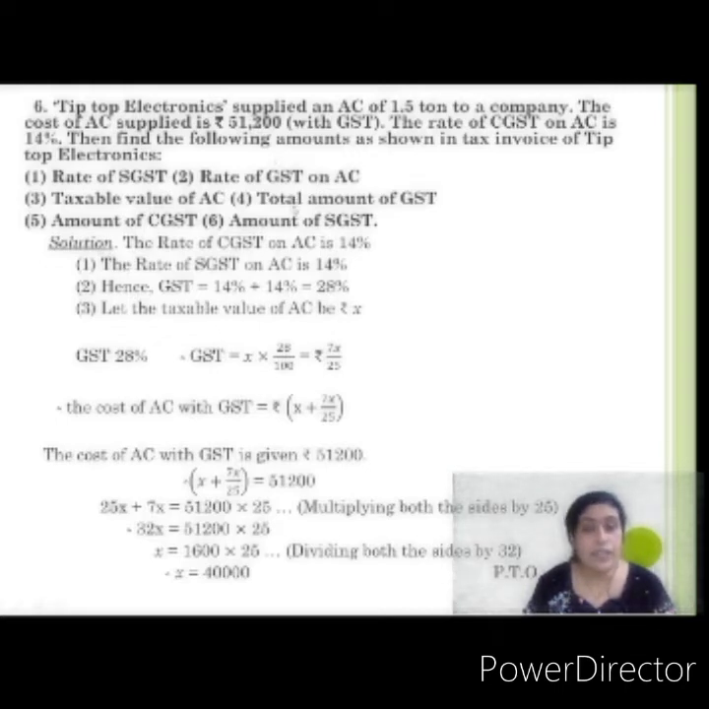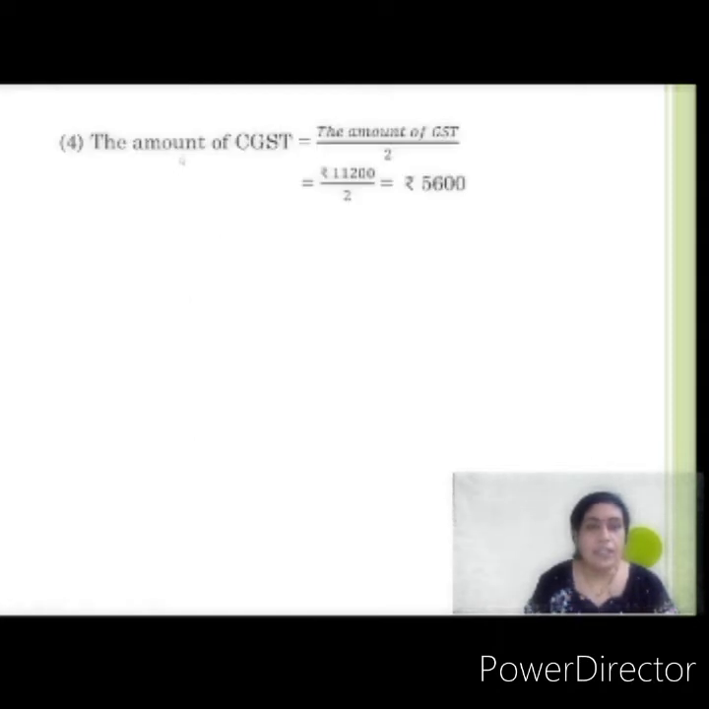Now the fourth one, they have asked you to calculate the total amount of GST. Okay, the total amount of GST. So let us see how to calculate that. Therefore, the total amount of CGST will be the amount of GST upon 2. Now what is the amount of GST?